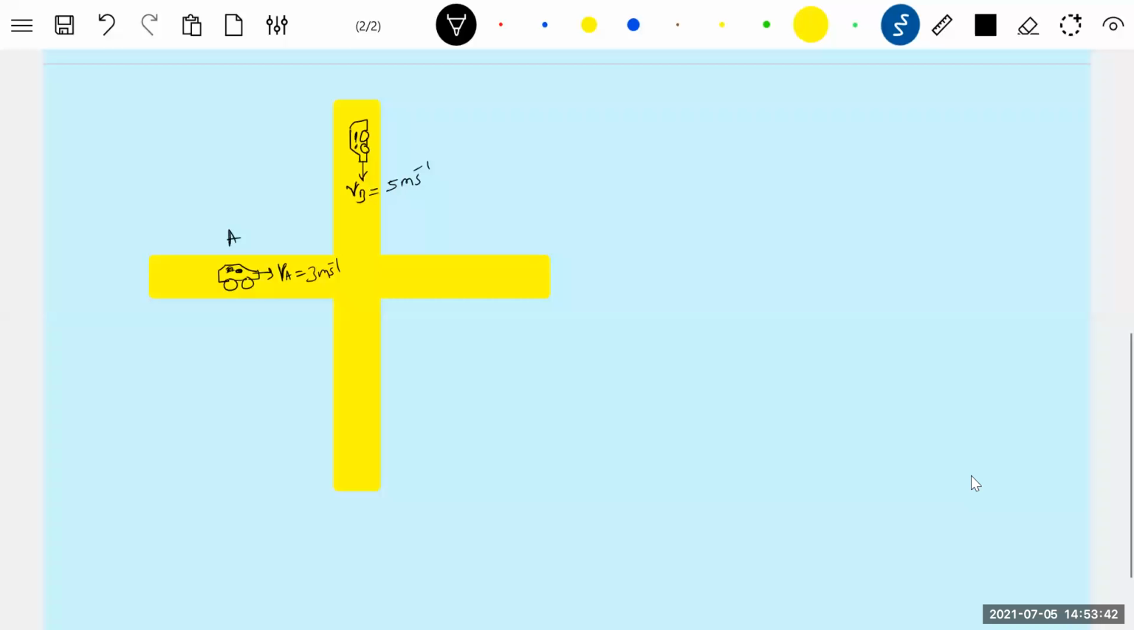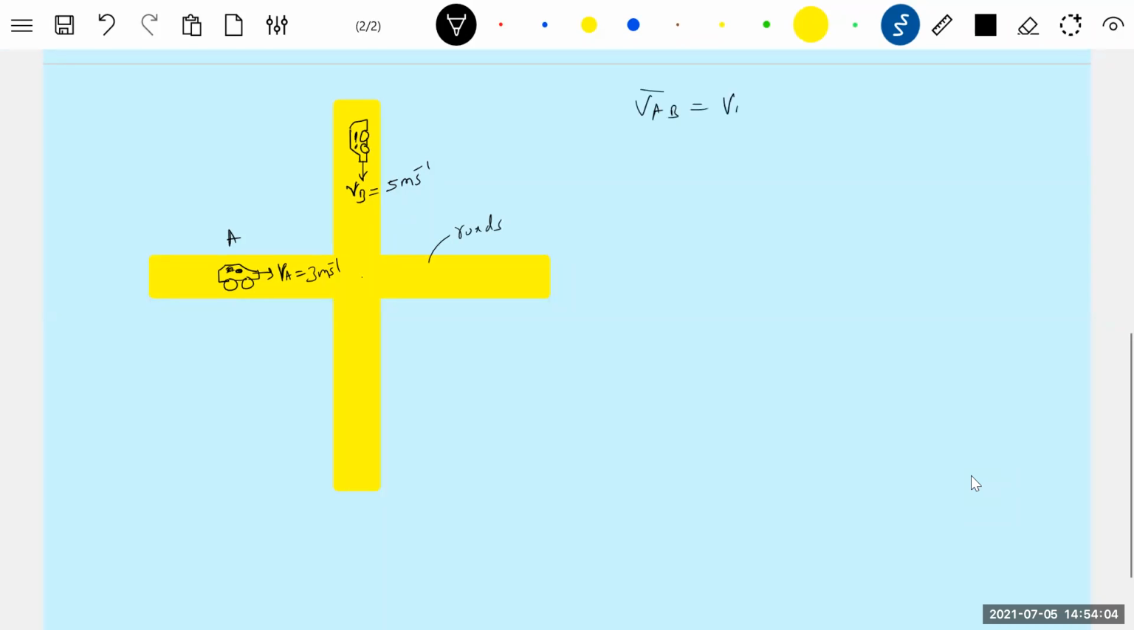Now they are approaching the junction. VA and VB are the velocities of cars A and B with respect to the road. When car A looks at car B, in what direction will it feel? So here we take these as the roads, and this is a junction. They're approaching a junction.